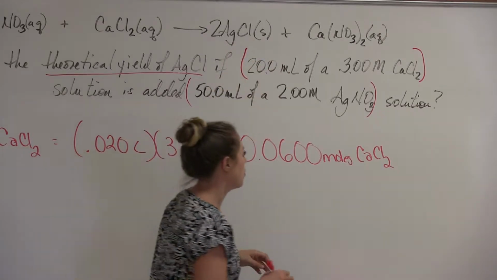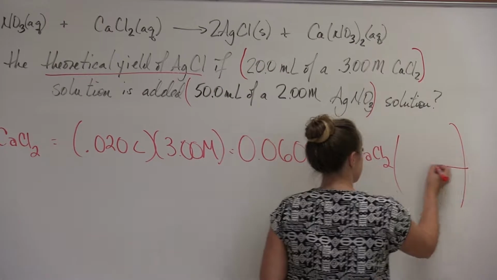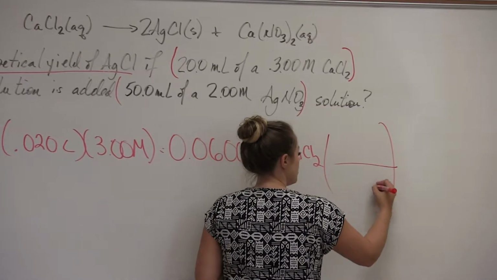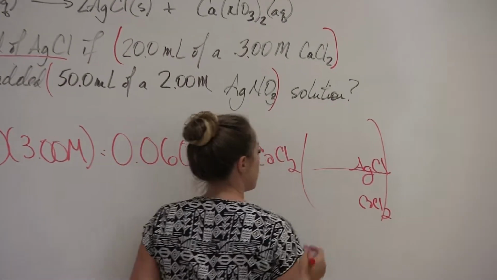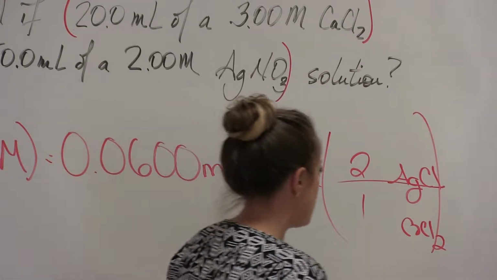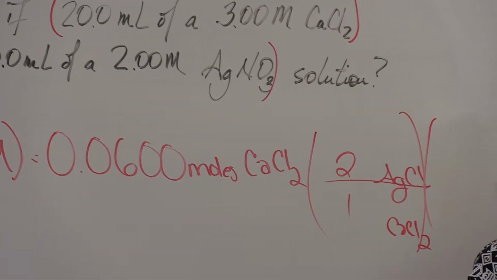Once we're in moles of calcium chloride, we can switch into the product we want, which is silver chloride, using the mole ratio. CaCl2 is going to go on the bottom, silver chloride on the top. We're going to get a 2-to-1 relationship. Now we can go into mass.